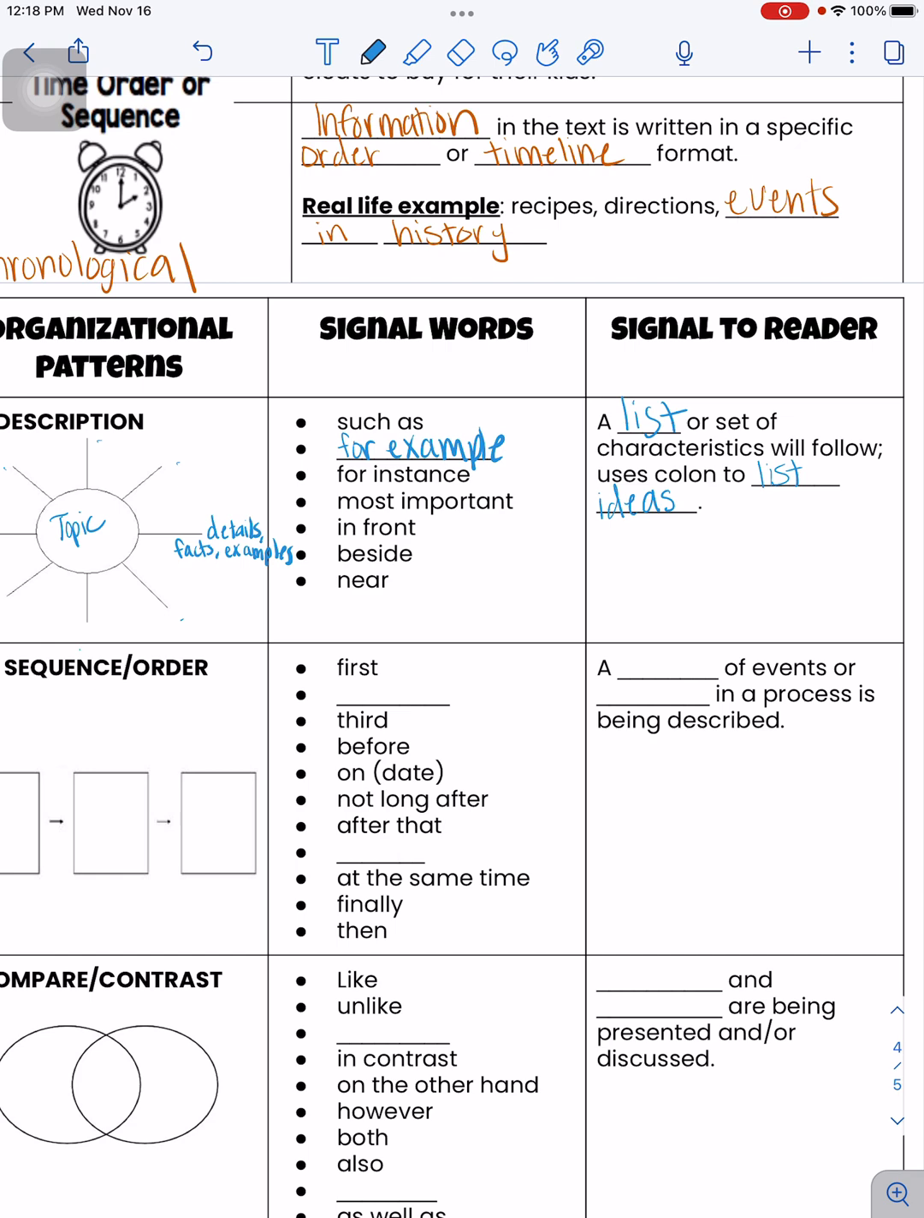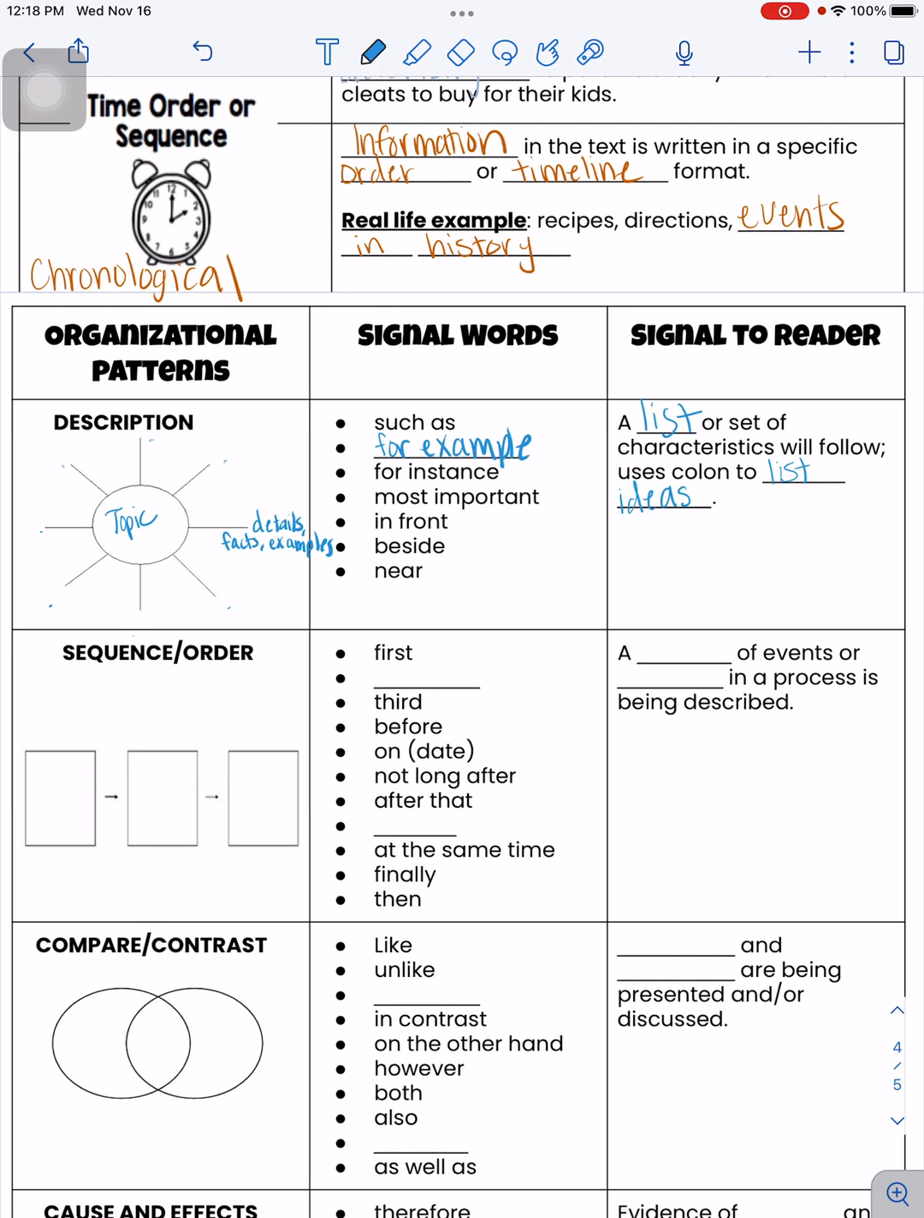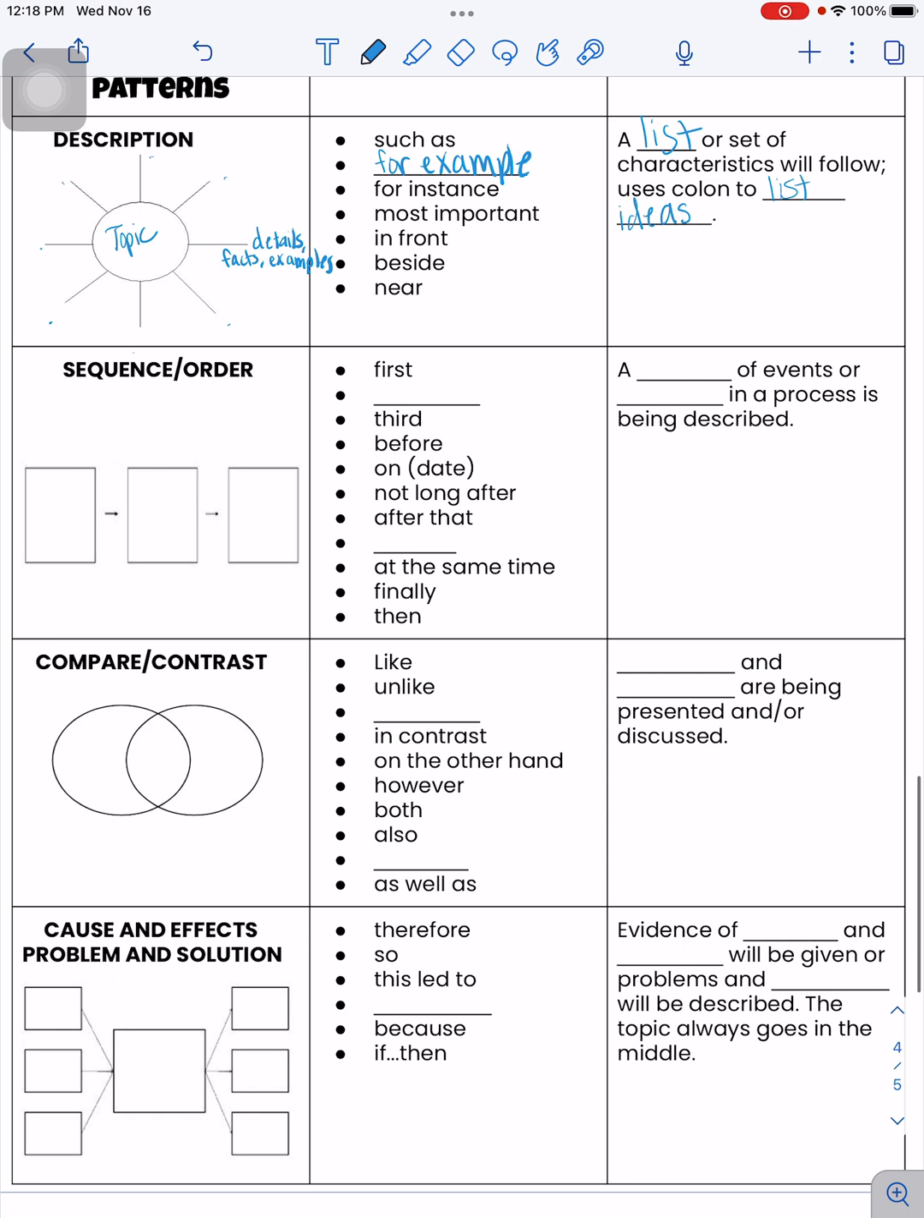So if you are reading a sentence and it said, this bird is soft and loud and flies and has a beak and has wings, that's a list of characteristics. That would be a description. So next we have sequence and order. Also, we said it can also be called chronological. And with this thinking map, you just will write the events in order similar to a timeline.